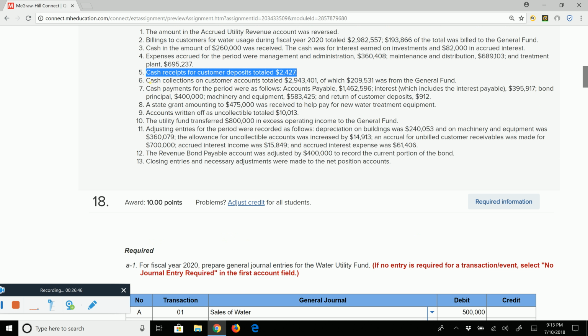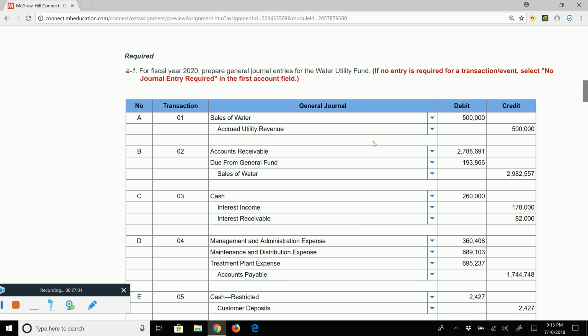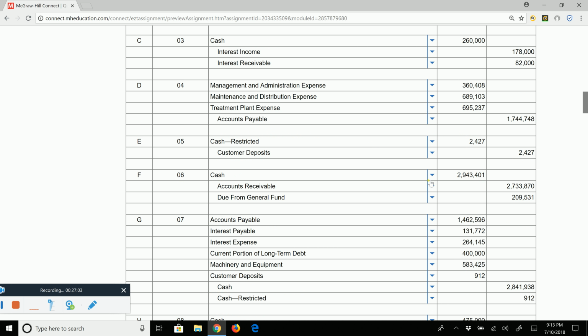All right, number 6, cash collections. So we're basically collecting on our receivables. The majority of it is coming from the external customers, like you and I that live within the community, and $209,000 and change from the general fund. So we're going to debit cash for the full amount, and we will credit the receivables, credit the generic accounts receivable, and we will credit due from general fund, the other receivable.